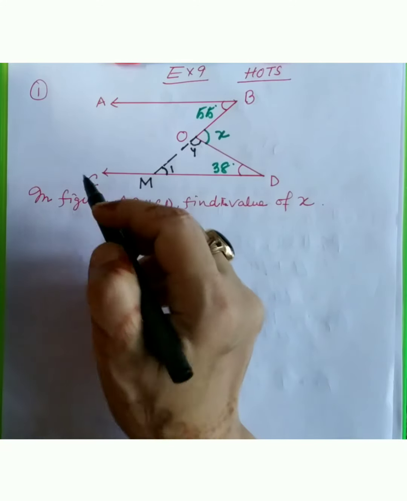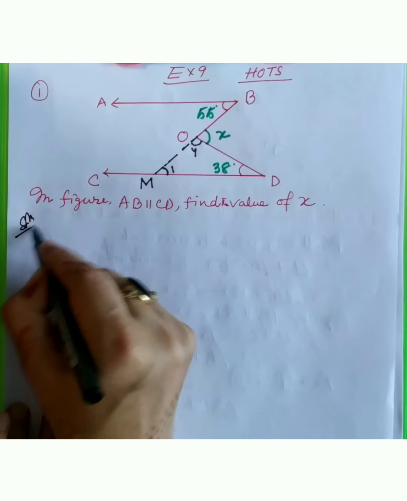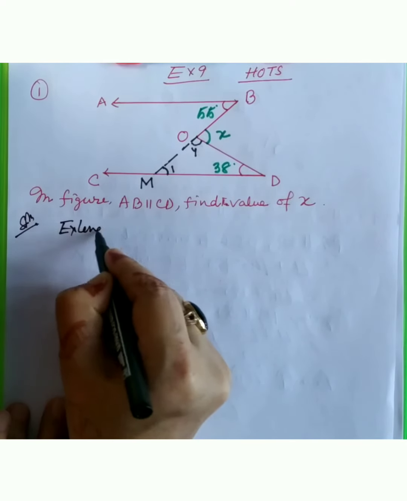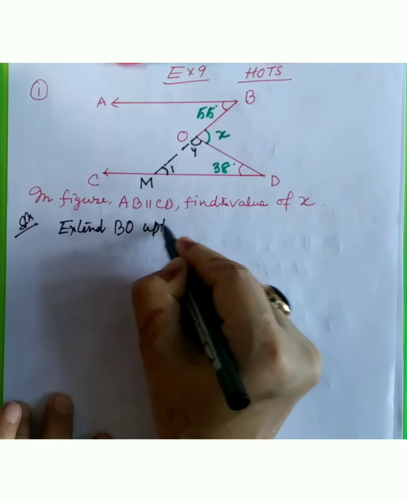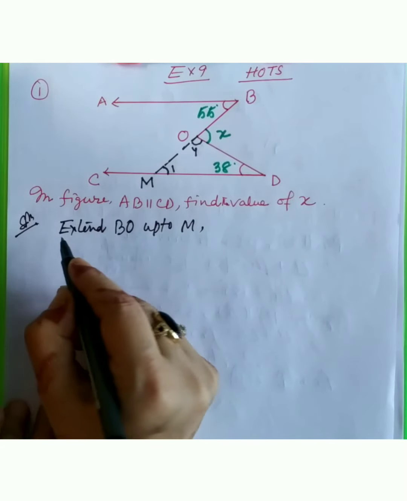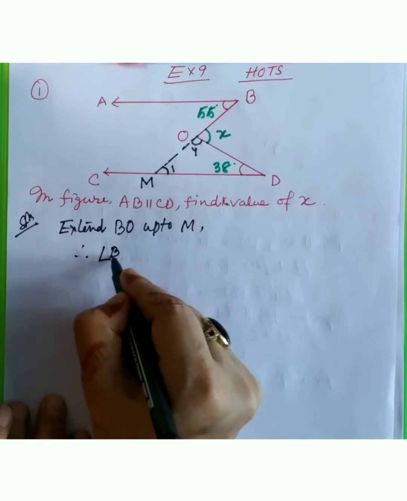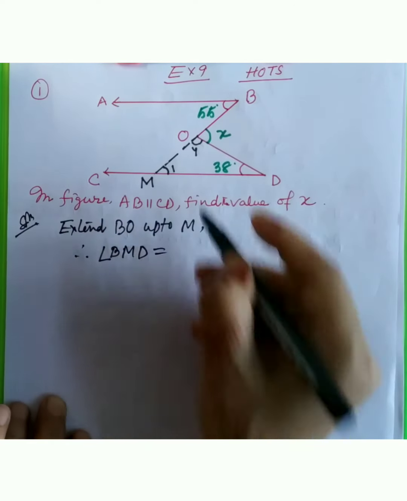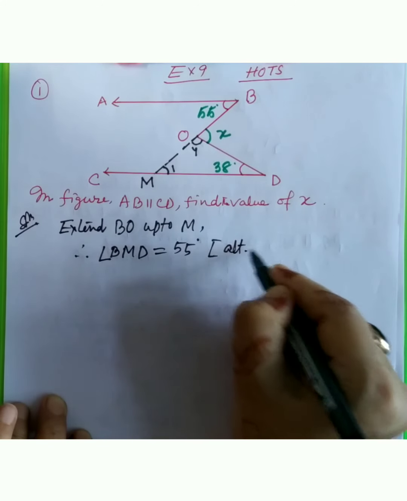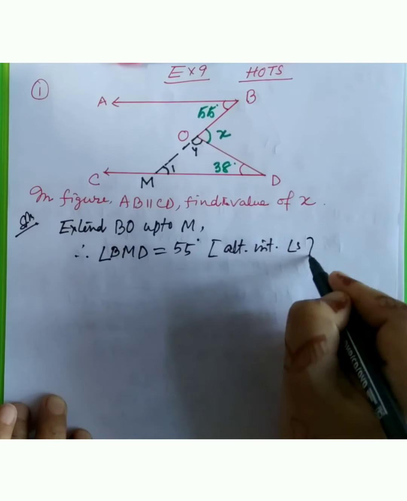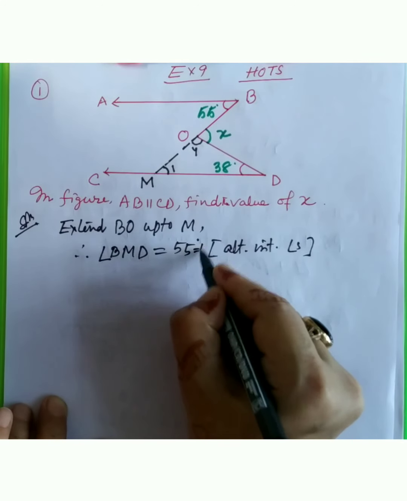Okay, so I'm writing here: extend BO up to M. Then angle BMD is equal to how much? 55 degree. Why? Alternate interior angles. Okay, this one is 55, so this one is 55. Angle 1 is equal to angle 1.